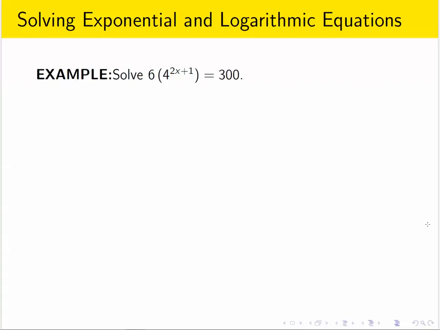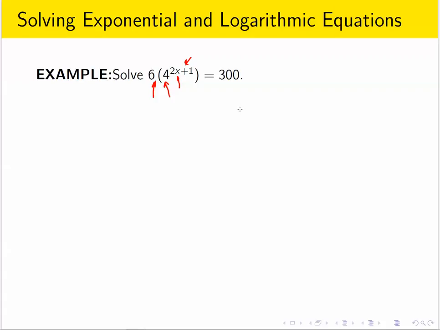Here's another example. This time the exponent is a little bit more complicated. The exponent is not just a variable, but it's an expression involving the variable. It turns out we can approach this in more or less the same way. If you think about the order of operations on the left side, if you plugged in a value of x, first thing you would do is multiply it by 2. Then you would add this 1 to it. That would give you a number, and once you knew that number, you could raise 4 to that power. And after you did all that, the last thing you would do is multiply it by 6.